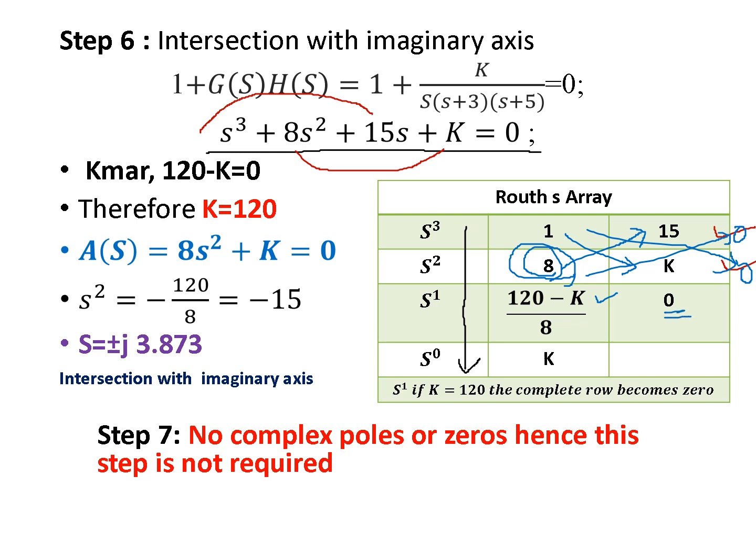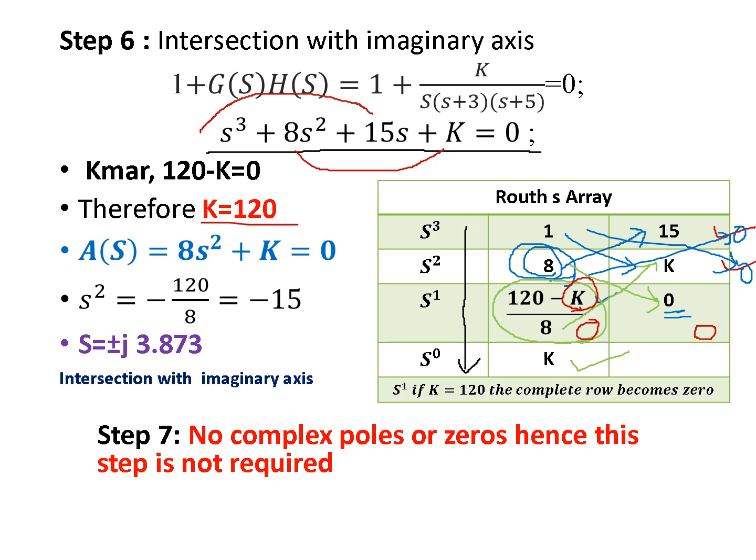To solve further, we have 120 minus k divided by 8 into k, again 8 into 0 divided by the same term, that is 120 minus k divided by 8. So the value we get is k. Now for the system to be marginally stable, we are only concentrating on the stability part. We know that the row should be zeros. If we have a row of zeros, then we can say that the system is marginally stable. Under what condition do we get a zero at this point? When k is equal to 120, we get this row to be completely zero.